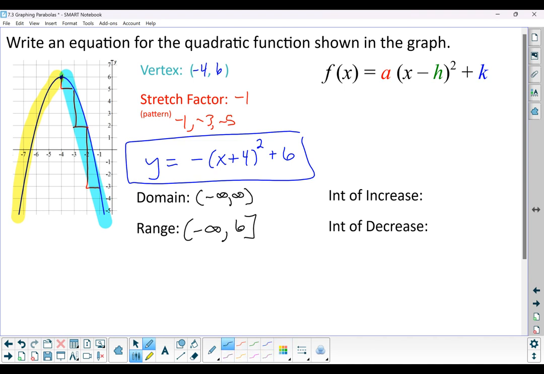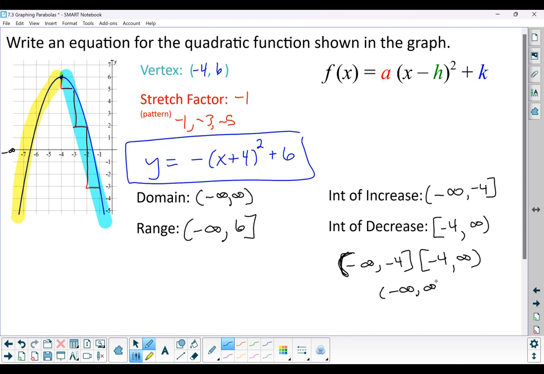Our increase is happening from the x value negative infinity to the x value negative 4. And then once it hits that x value of negative 4, it turns around and it goes down, it decreases. So you can see if you put those two pieces together, whoops, parenthesis, that covers the entire domain.